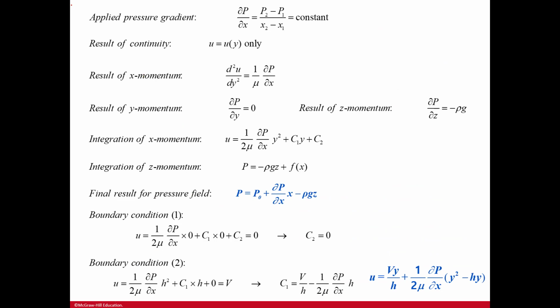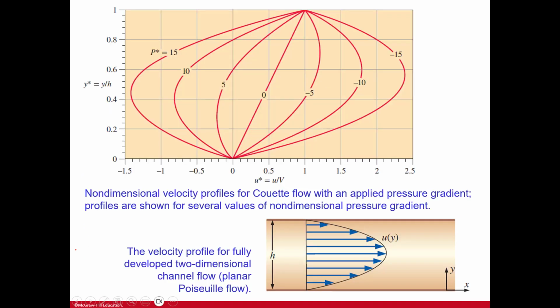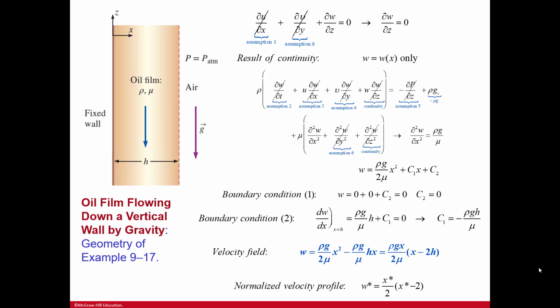And here, just more formulas working through applied pressure gradient, result of continuity, result X momentum, Y momentum, the integration of X and Z, and then the final result, boundary condition, and then boundary condition 2. And then here's the non-dimensional velocity profiles for the Couette flow with an applied pressure gradient profile, and they are shown for several values of non-dimensional pressure gradients. And then the velocity profile for fully developed two-dimensional channel flow.